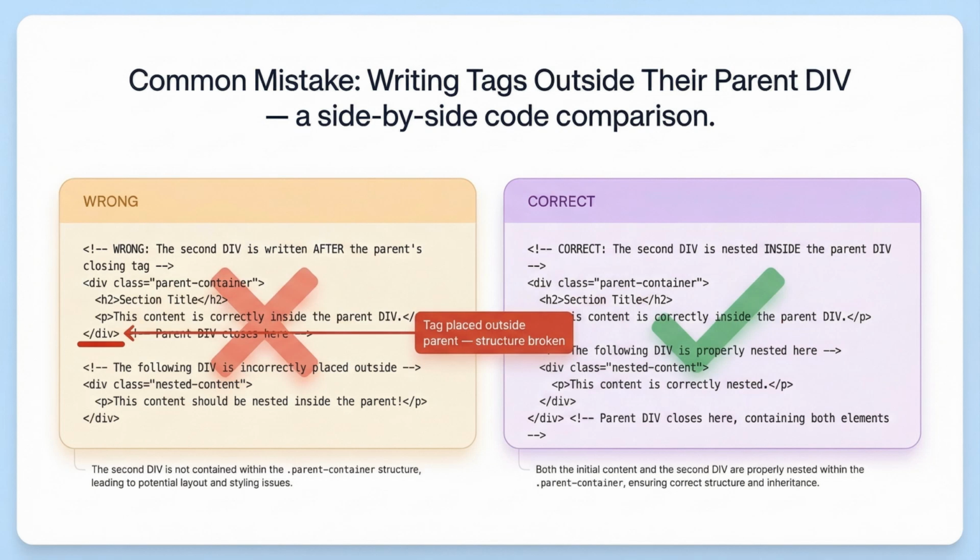When your code is properly indented, these mistakes jump out at you immediately. If something looks off visually in the indentation, that's usually a sign that a tag is in the wrong place. Use Ctrl-Shift-F in VS Code to auto-format and catch these issues early.